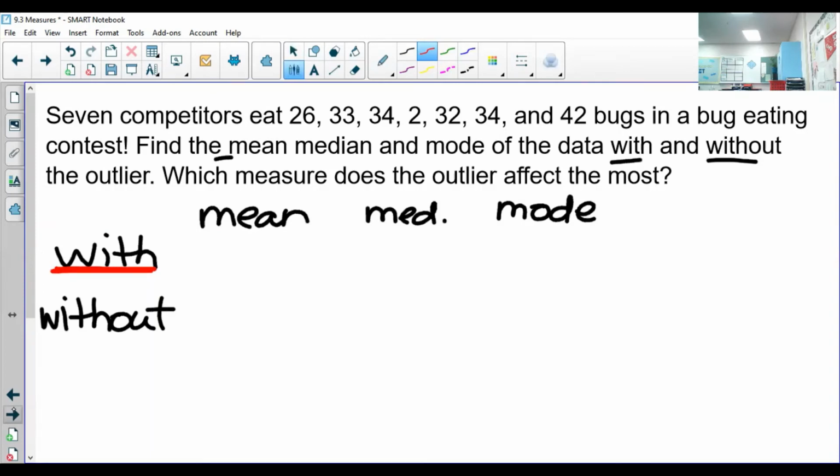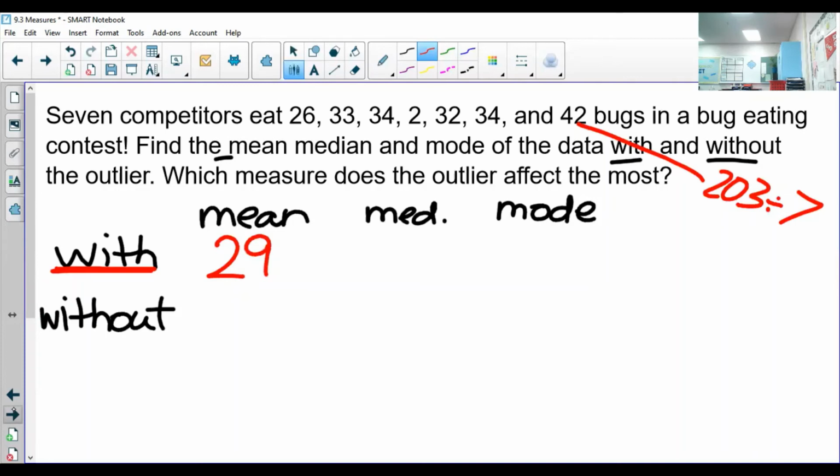Okay, and that means I'm going to add up all of the numbers and divide by how many numbers there are. So I'm going to do 26 plus 33 plus 34 plus 2 plus 32 plus 34 plus 42. Okay, and that equals 203. So if I were to add all these up, I would get 203, and then I need to divide by 1, 2, 3, 4, 5, 6, 7 people. Oh yeah, it said that, 7, right? So we just divide by 7, and we get 29. So the mean with the outlier is 29.